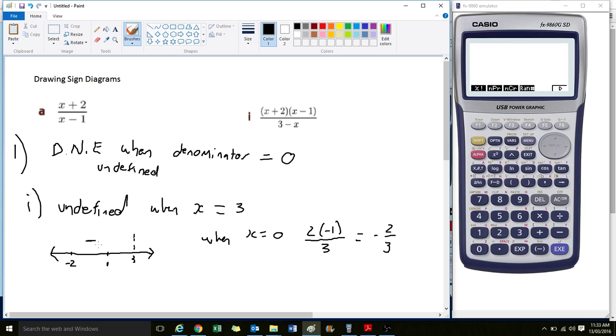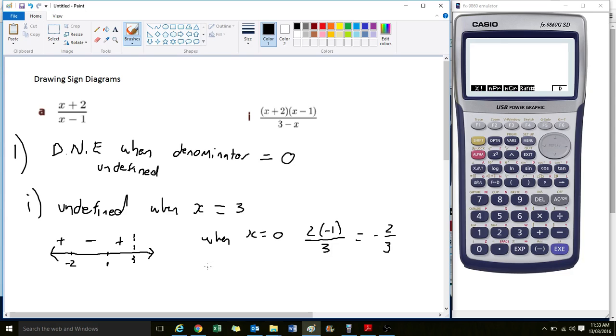All right, now you can do the same by choosing a number between 1 and 3. Okay, for example, 2, if you put 2 into there, this is going to be a positive number. All right, I'm not going to go through this tedious process. And less than minus 2 as well, you could put minus 3 in there, and it's also going to result with a positive number. Okay, what we're interested in now then is beyond the asymptote.